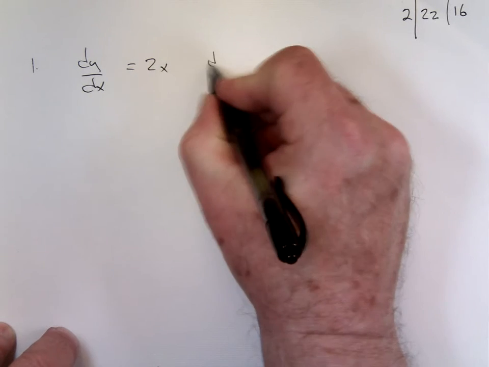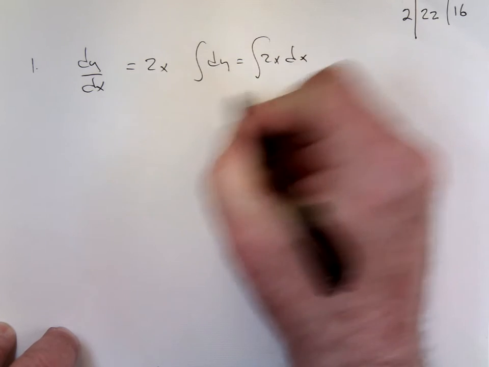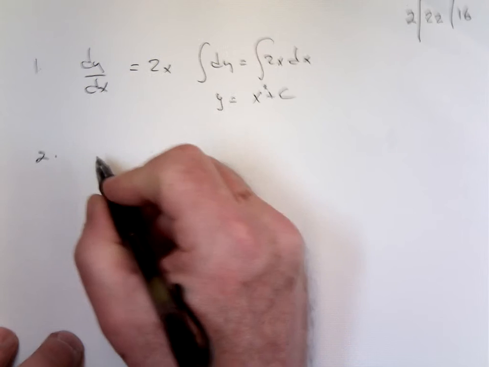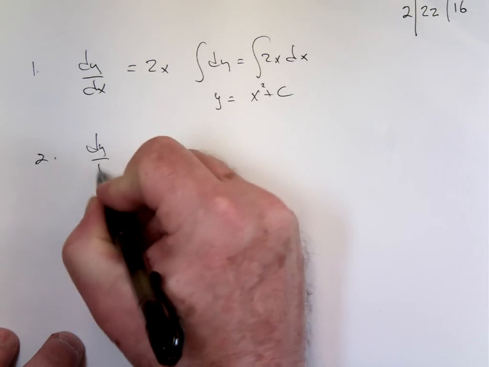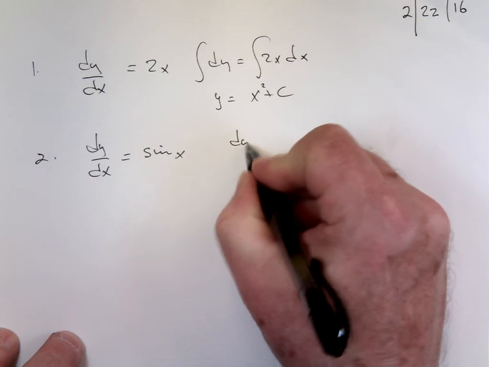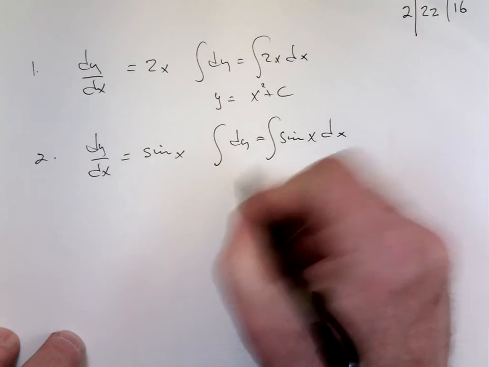Bring the dx over. Integrate both sides. Okay. Number 2, solve the differential equation. Separate the variables. Integrate each side.